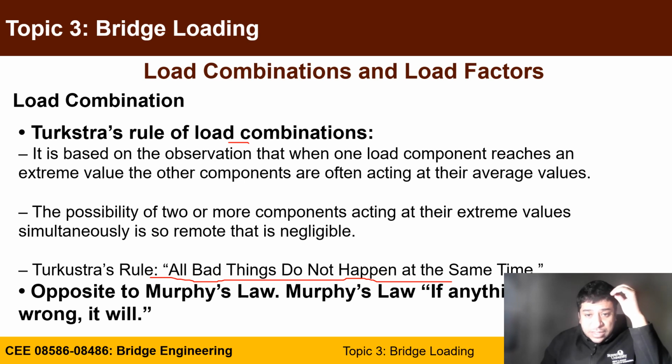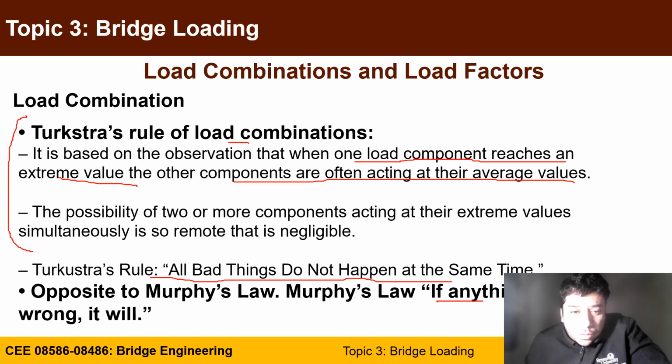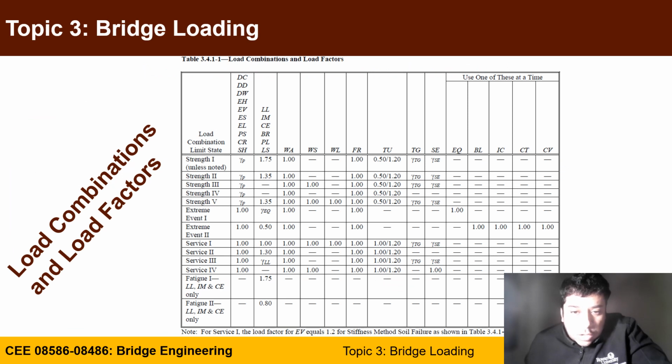So it is based on the observation that when one load reaches an extreme event, other loads are not acting at their average value. Meaning that if you have an earthquake, wind will not happen. If you have an extreme collision, maybe an earthquake will not happen. Murphy's rule says if something can go wrong, everything will go wrong, right? So usually the code uses the Turkstra rule, in which extreme events are independent from each other in terms of the maximum loading.